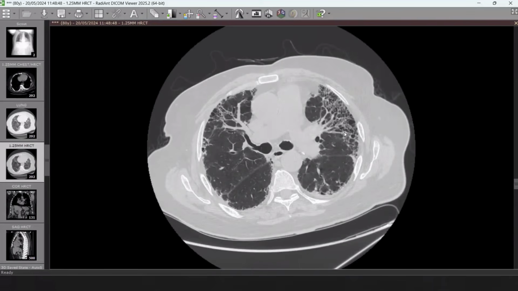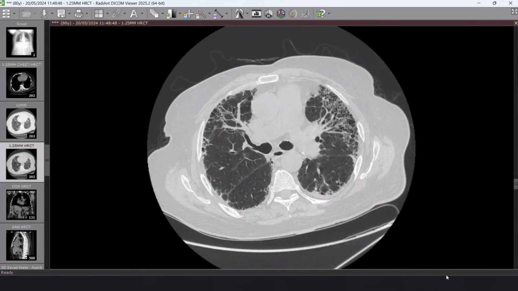So which pattern do you have in this case of interstitial lung disease? Usual interstitial pneumonia. Yes, you are right. Usual interstitial pneumonitis. Is it a clinical diagnosis or a radiological diagnosis? What do you think?